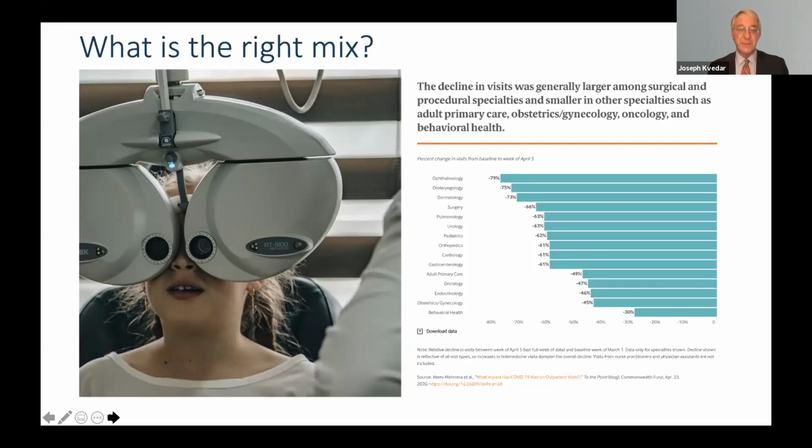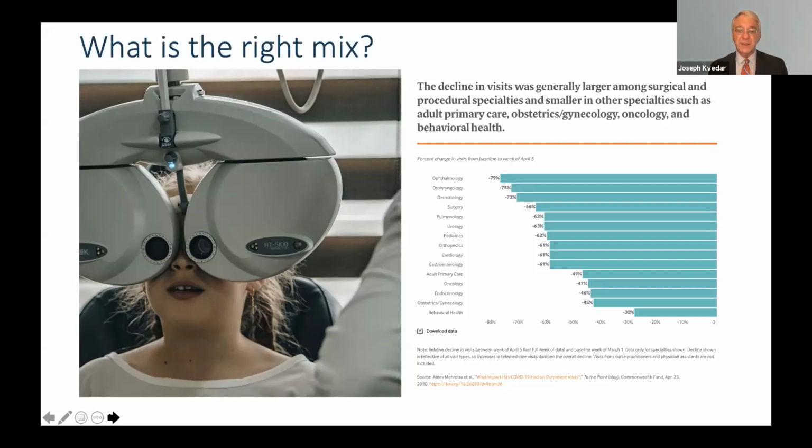My wife's an ophthalmologist. She's probably done 3 or 4 telehealth visits total in the last 6 months. Because why? People need to come in and be in the machines to get their visits done. They need to be in the office.